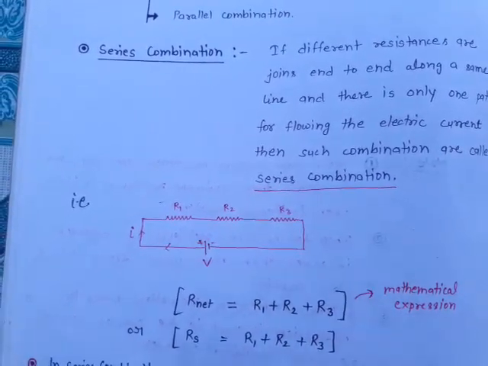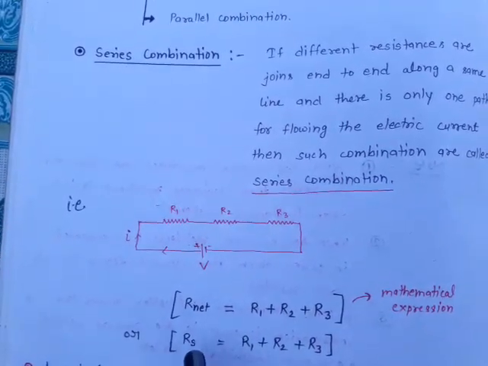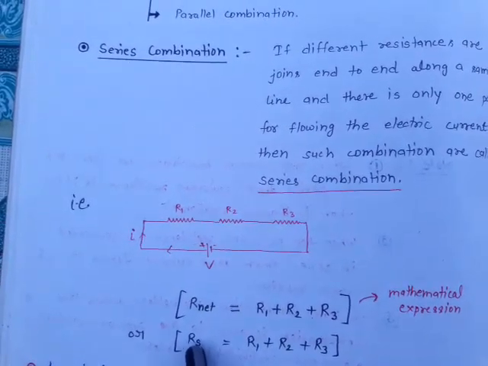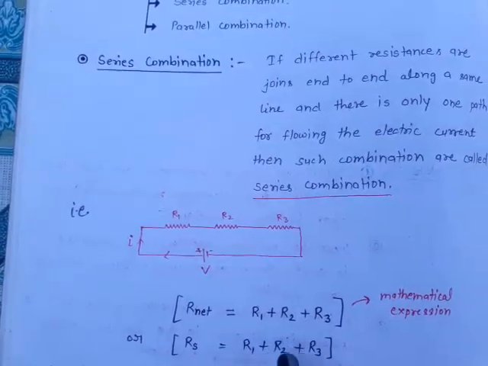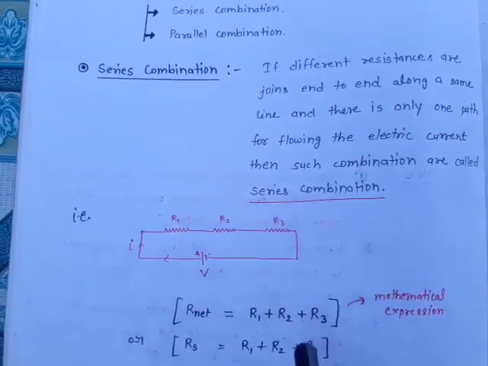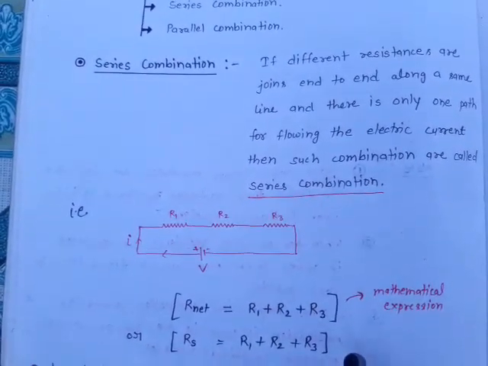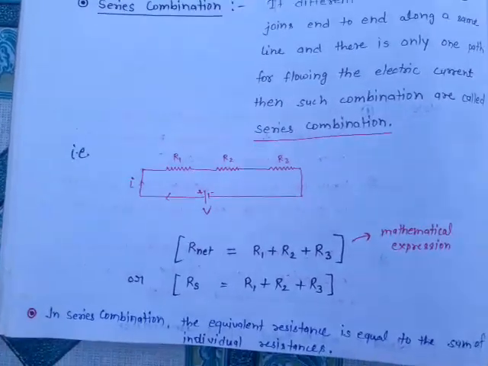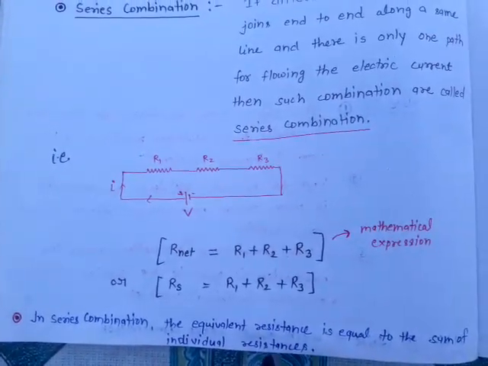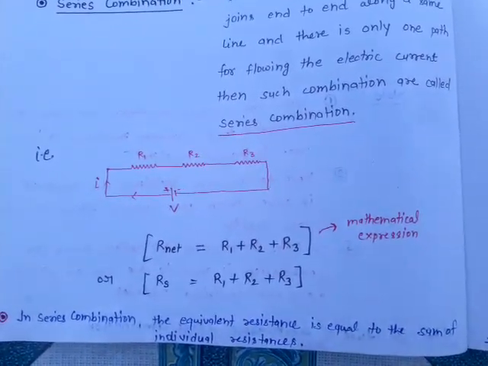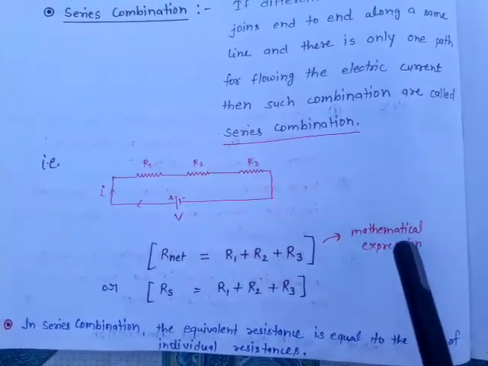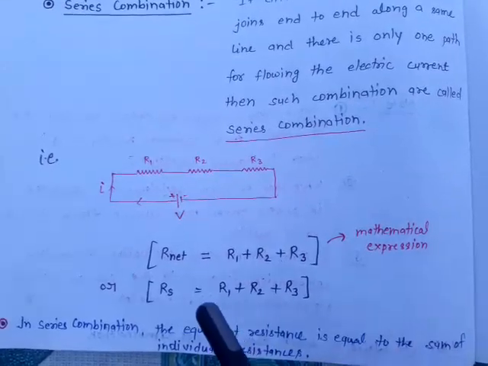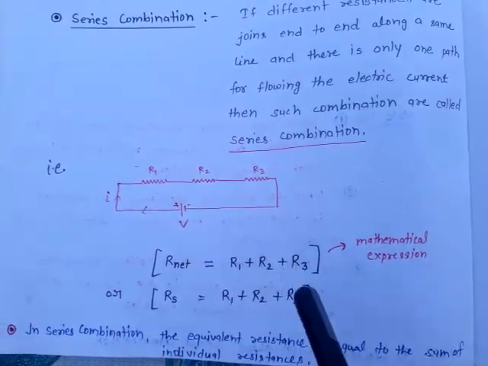This can also be written as Rs, where S represents series. Rs is equal to R1 plus R2 plus R3. That is, the equivalent resistance of this circuit is R1 plus R2 plus R3. Here one note: in series combination, the equivalent resistance is equal to the sum of the individual resistances. How do we get the mathematical expression for this series combination? We derive this formula.